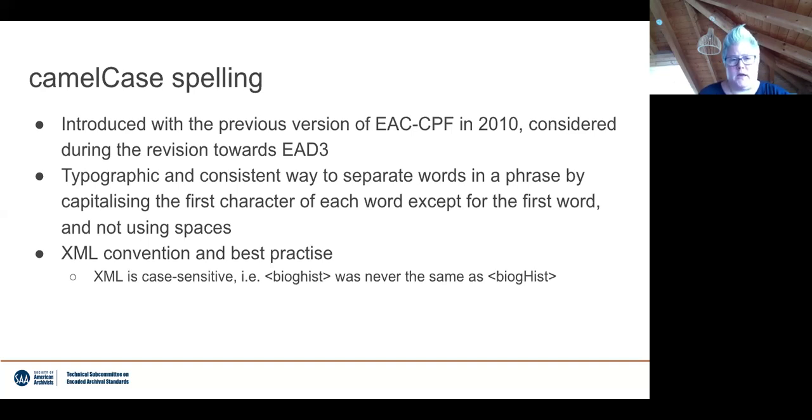In general, camel-case spelling is considered a typographic and consistent way to separate words by capitalizing the first character of each word, except for the first word. So if you have an element name that consists of two or more words, you can more easily distinguish these single words by having a camel case or capital letter with the second or the third word, respectively.